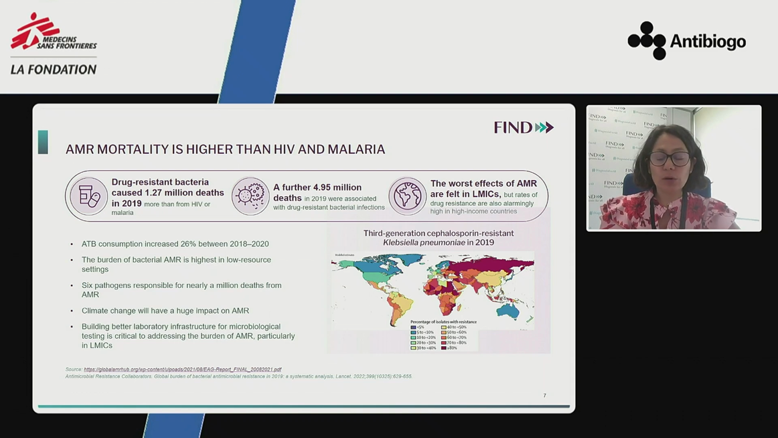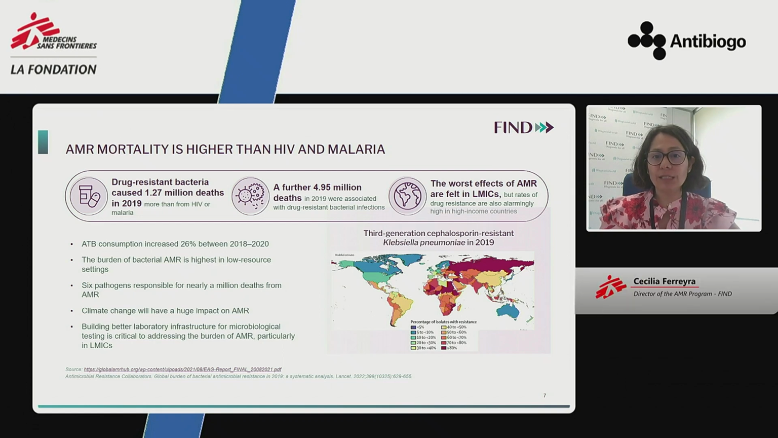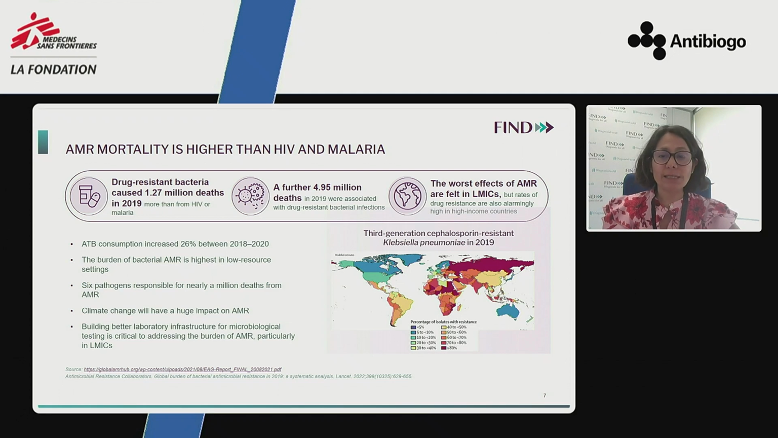And even if we don't want to talk about climate change, we have to. We all know the impact that climate change will have on AMR, increasing the number of infectious diseases, reviving new vector-borne diseases, and again, particularly in low and middle-income countries. We also know that better laboratory infrastructure is needed to tackle AMR, but we also know that this is scarce. Next, please.